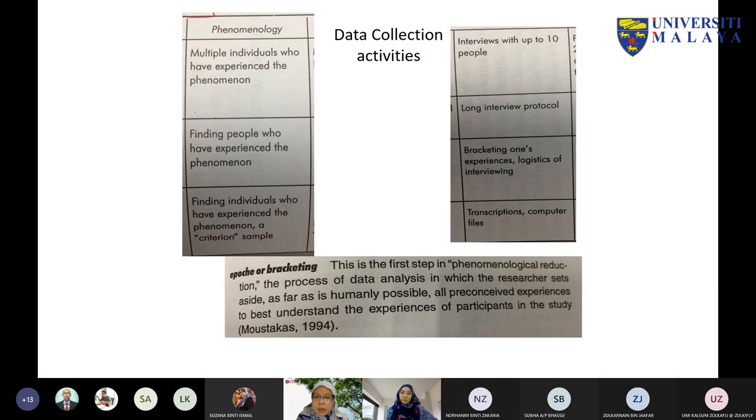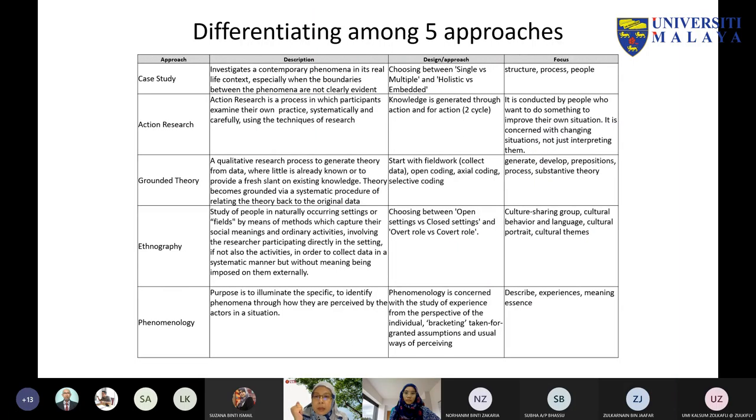So phenomenology is about multiple individuals who have experienced the phenomena, which is the criteria when you choose your actor or participant. It can be as minimum as 2 up to 10 people, because it is very intense and very deep. So this is all from Creswell. Bracketing one's experience, that is the keyword.